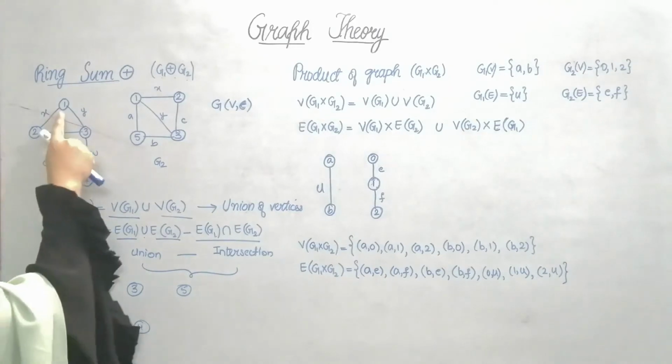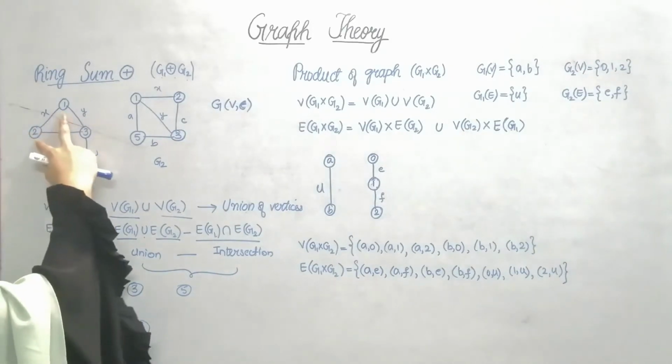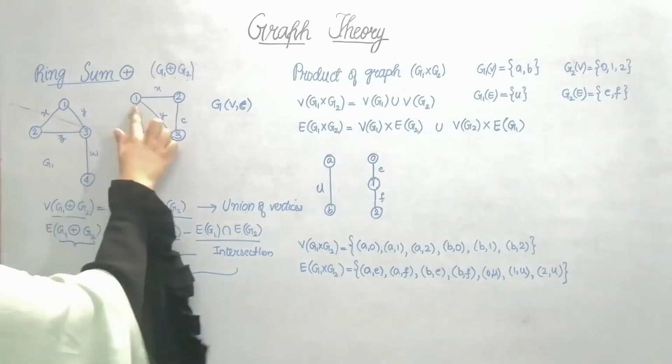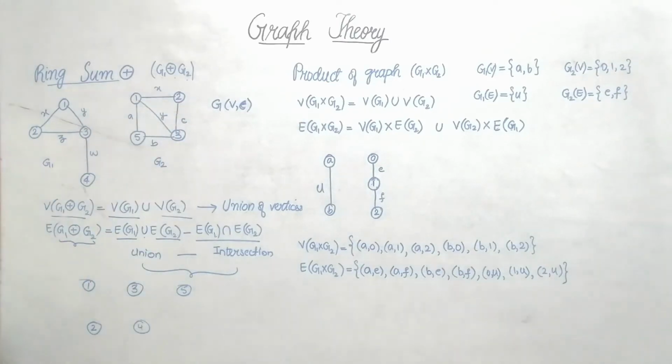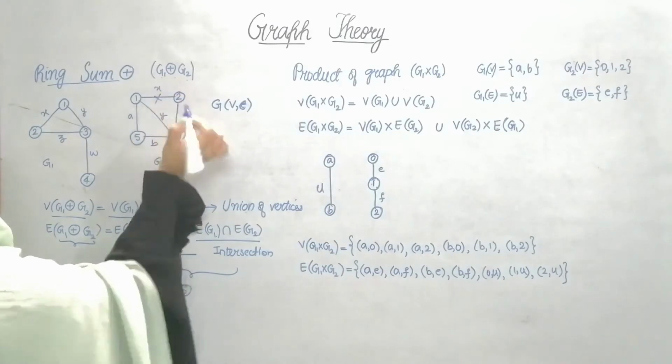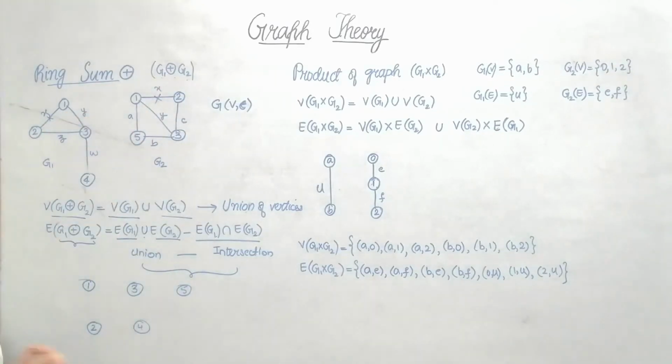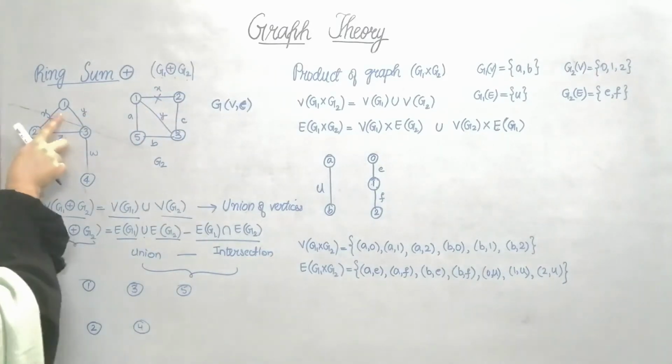Let's see the first edge. 1 to 2. We have got an edge that is X. Let's check here. 1 to 2. We have got an edge that is X here. Right? So that means we are not going to include it. It is same in both the cases. So we are not going to include this edge. Done.